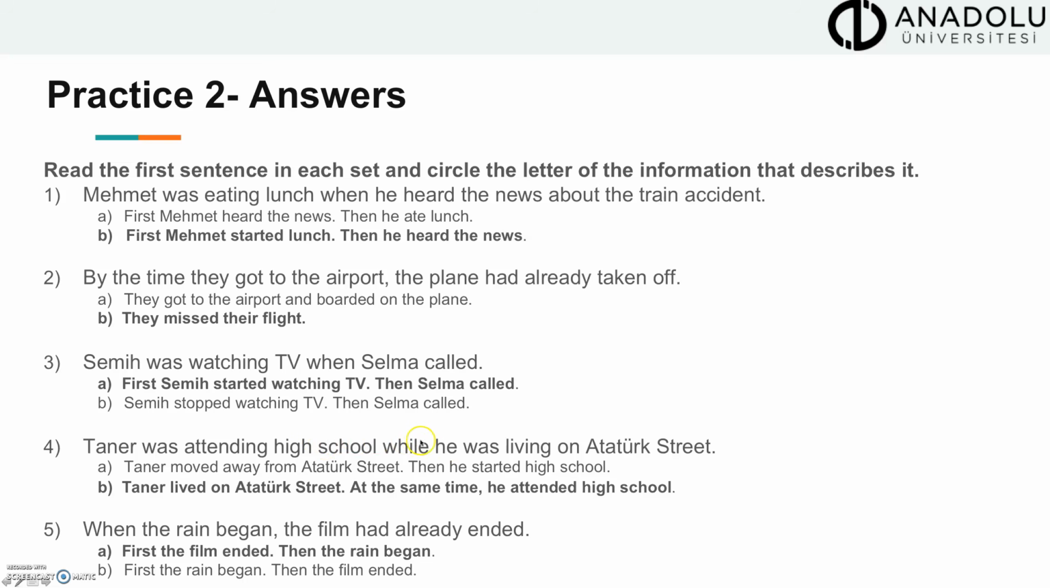Taner was attending high school while he was living on Atatürk Street. Taner lived on Atatürk Street at the same time he attended high school. If there are two actions with past continuous, that means we talk about two simultaneous actions, two actions that were happening at the same time.